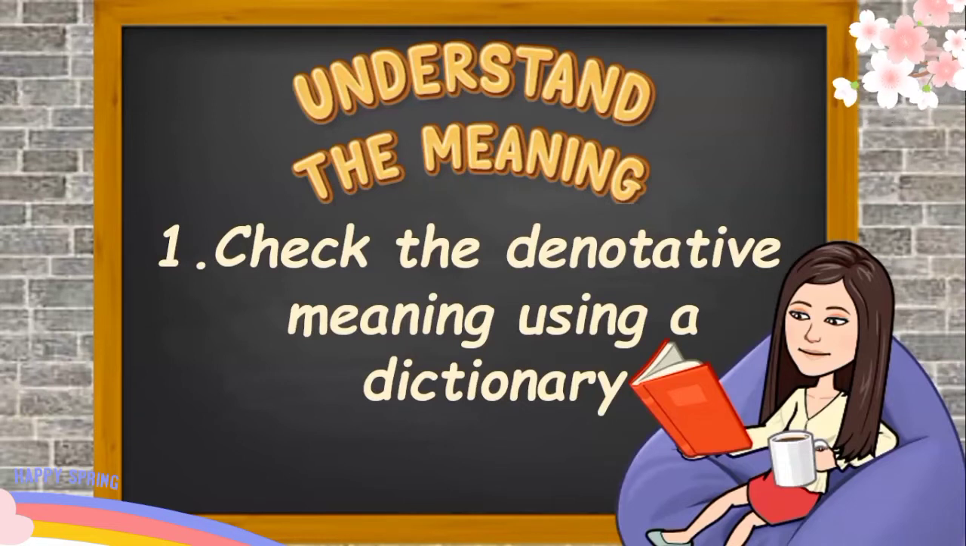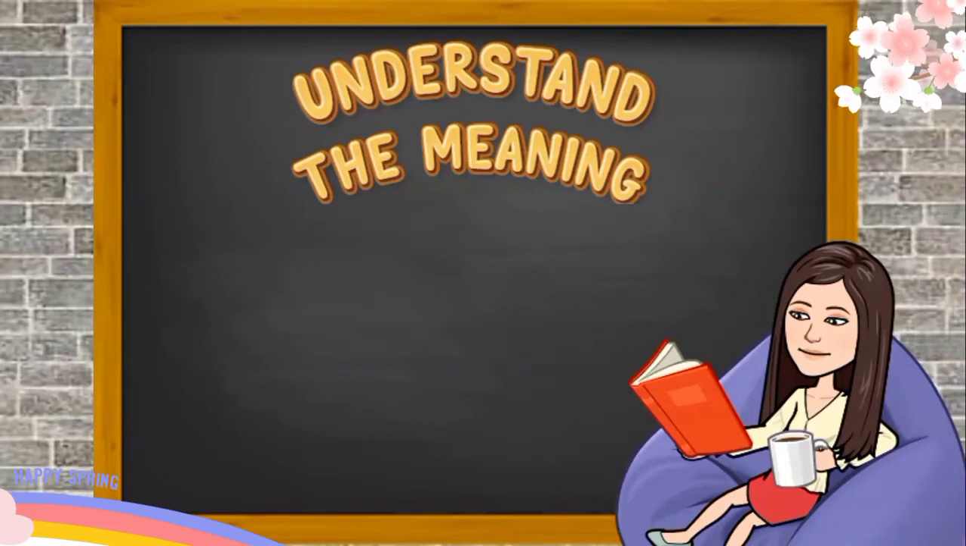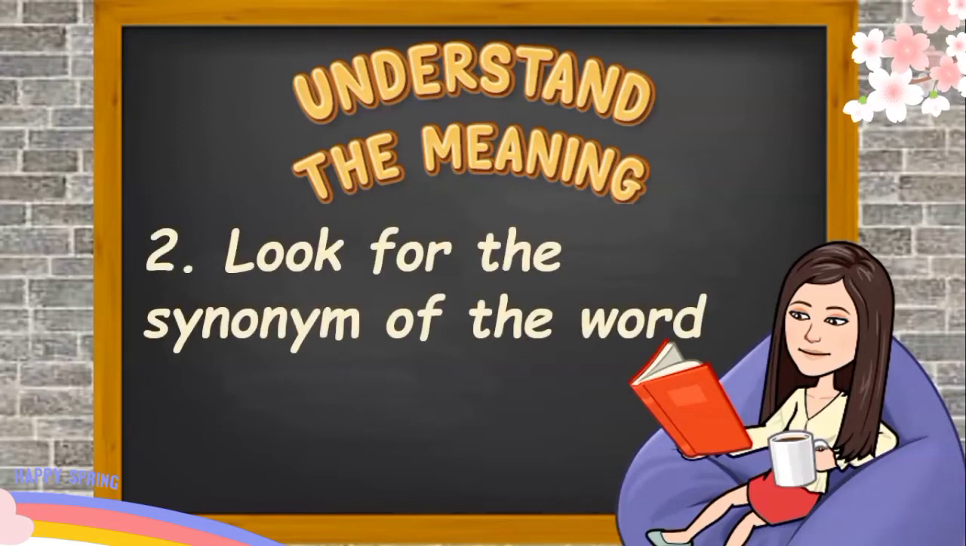But there is a challenge when using a dictionary, because sometimes a word could be used as a noun, as a verb, or even an adjective all at the same time. In this case, we might be confused with the appropriate meaning because all these meanings are correct, but which one am I looking for? When this problem arises, we could use the second way, and it is looking for the synonym of that certain unfamiliar term.